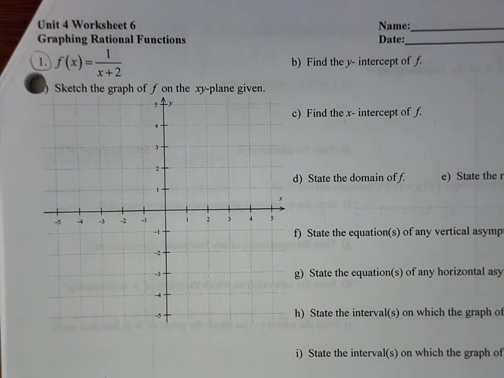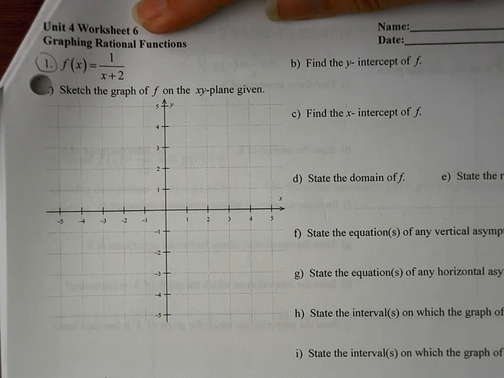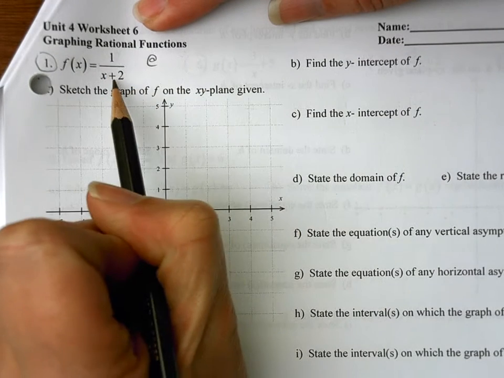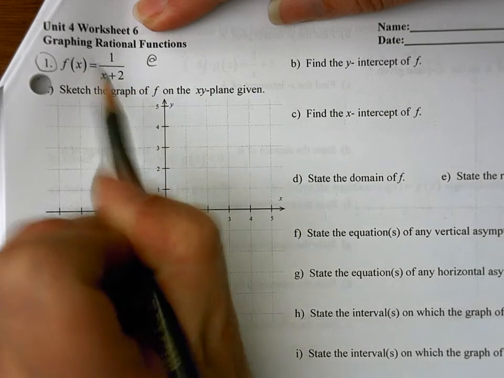Okay, this is a homework help for Unit 4, Worksheet 6, and I'm going to do question number 1. So for question number 1, the first thing I want to do is find my start and my stretch. So my start is going to be -2, because I want to do the opposite.